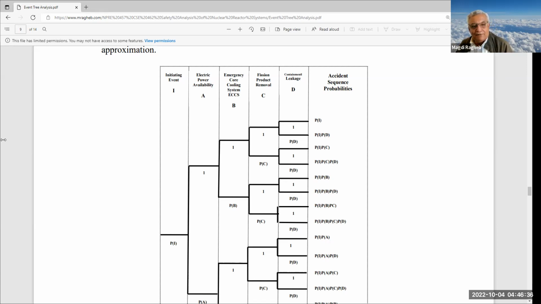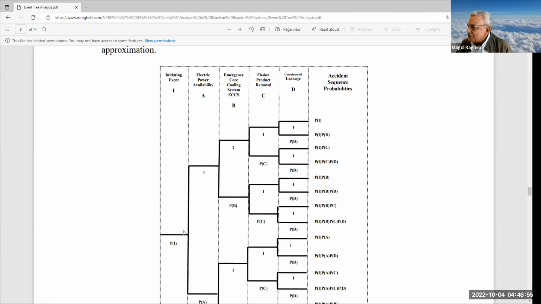If you don't have the electric power available to you, well, you cannot run the emergency core cooling system. You cannot start those diesel generators. You cannot have a fission product removal system. So all that part here of the tree can be pruned if you don't have the electric power available.